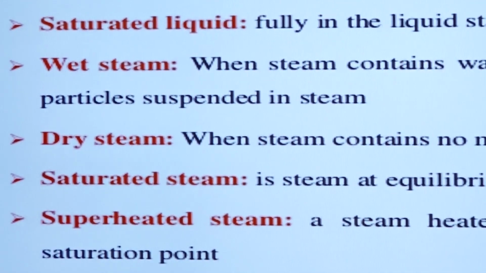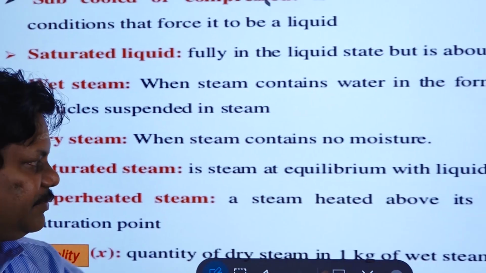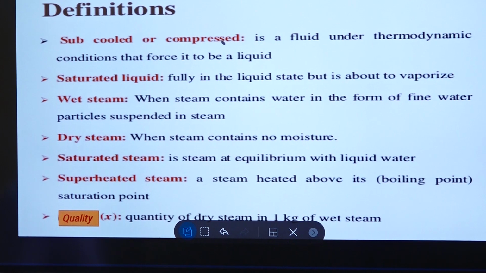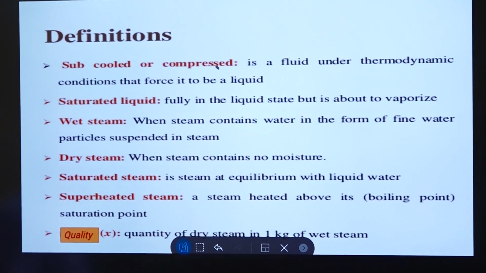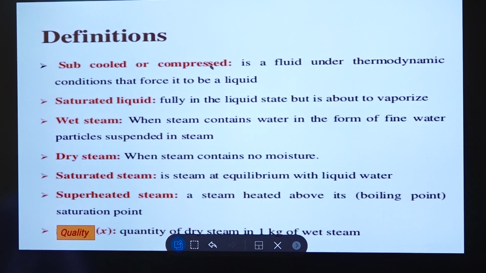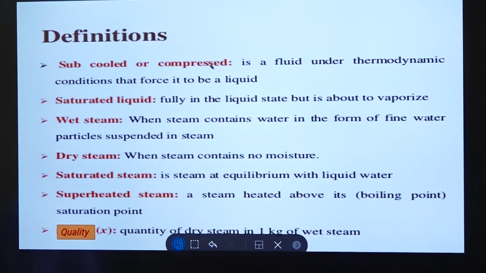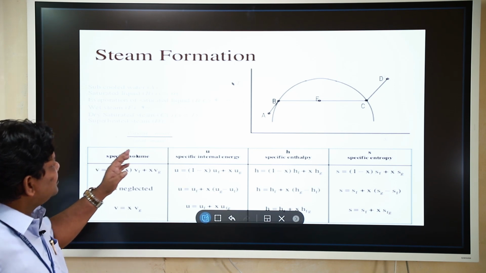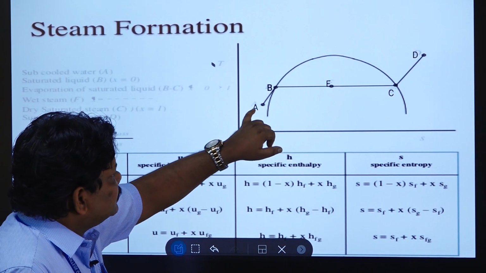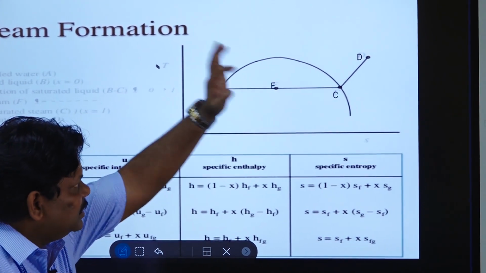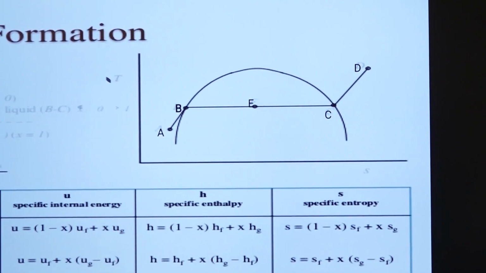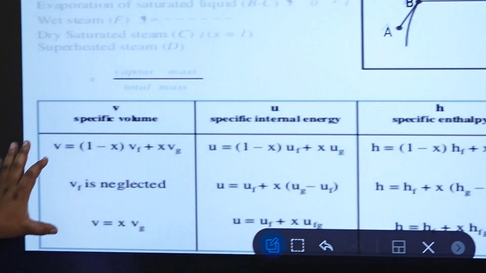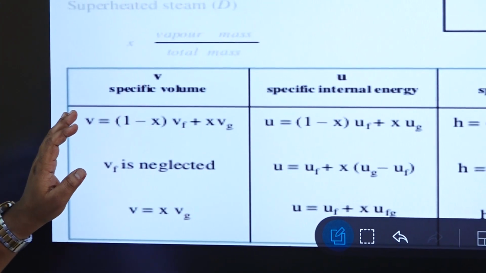In case of saturated steam, it is the steam at equilibrium with the liquid water. Superheated steam is the steam which is heated above its boiling point, that is, the saturation point. And quality is nothing but the quantity of dry steam in 1 kilogram of wet steam. So how does steam formation occur? You can see here sensible heat, latent heat, the saturated condition and then the superheated state.